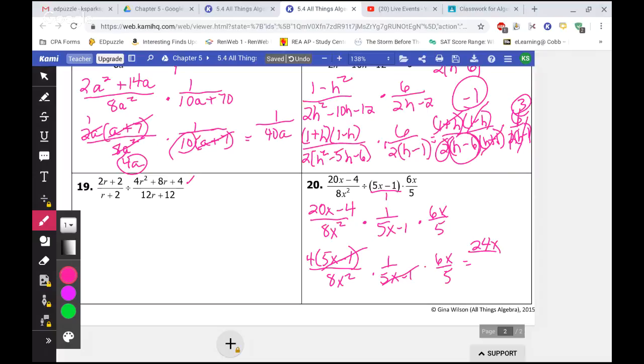Okay, so you'd have 24x over 40x squared, which 8 goes into both 24 and 40. 8 goes into 24 3 times, and it goes into 40 5 times. And then using your exponent rules, we've got 1 minus 2, which is going to give me an x on the bottom. So my final answer is 3 over 5x. Okay.